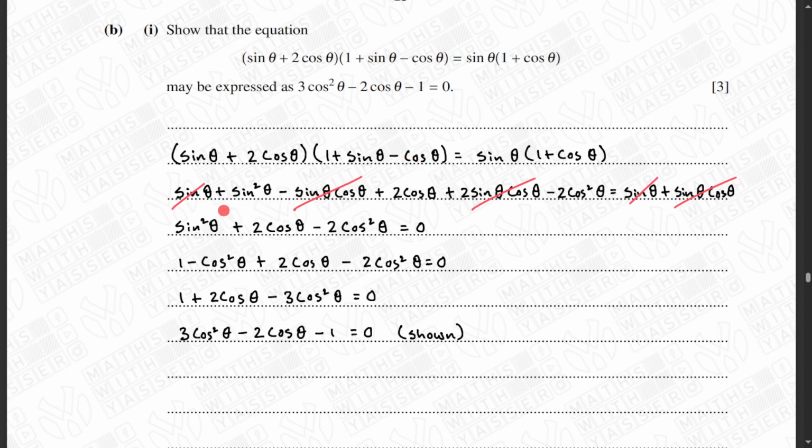So that gives us sine theta plus sine squared theta minus sine theta cos theta plus 2 cos theta plus 2 sine theta cos theta minus 2 cos squared theta equals sine theta times 1 is sine theta, and sine theta cos theta will be plus sine theta cos theta.